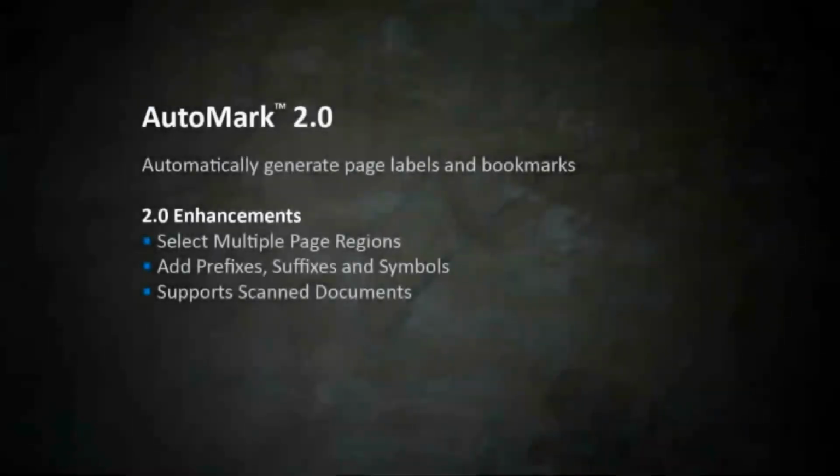Now let's talk about AutoMark 2.0. We first released AutoMark in Review 11, so you might already be familiar with the basic operation. It will allow you to automatically generate page labels and/or bookmarks for all pages of a document set based on information pulled from a selected page region. We've expanded the power of this feature based on lots of feedback from our customers saying they needed to be able to pull from more than one region. You asked for it, so we did it in AutoMark 2.0. Let's see it in action.